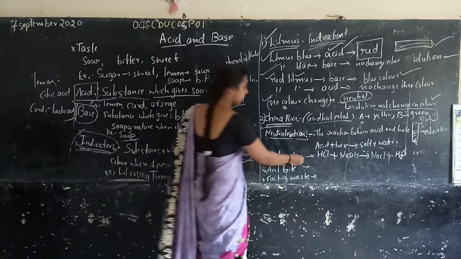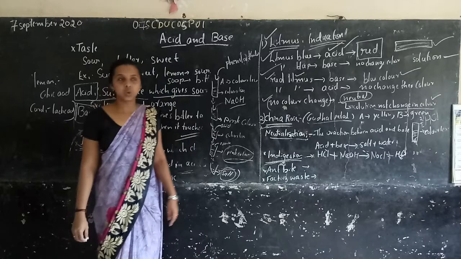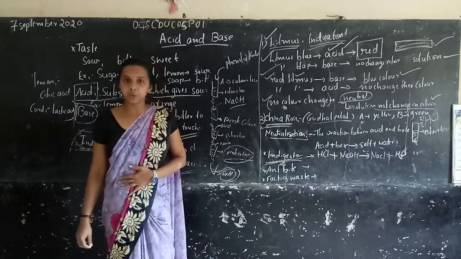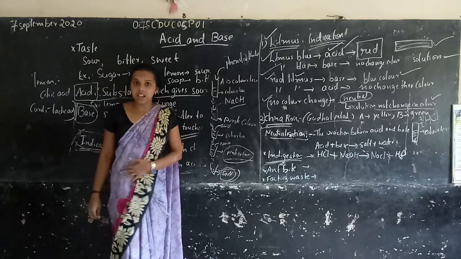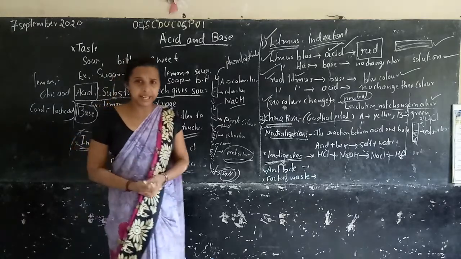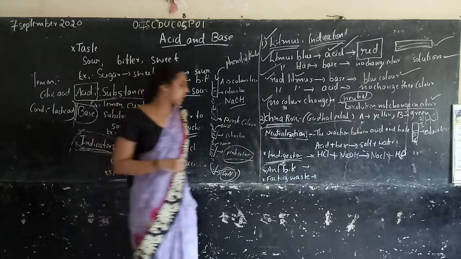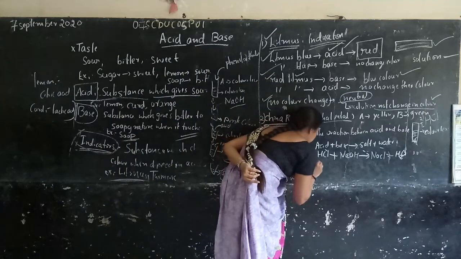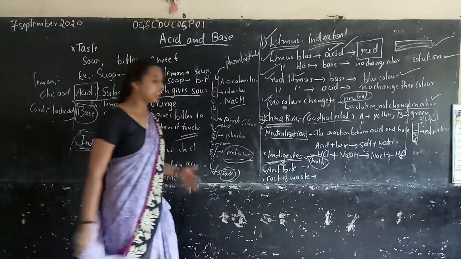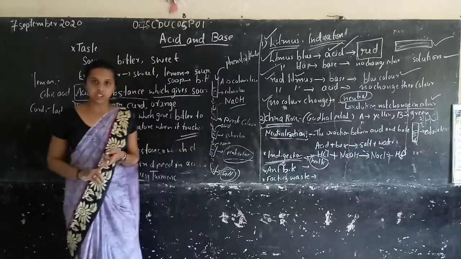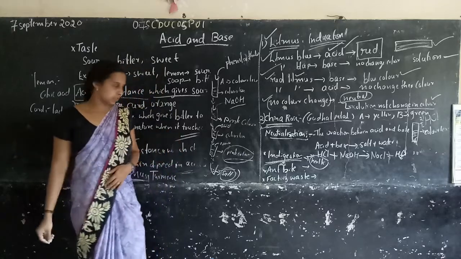Then what happens in indigestion? Our stomach produces hydrochloric acid. Excess acid is there, so we have stomach pain. This means indigestion. At that time we use some milk or basic food, some base. Then a neutralization reaction takes place. The acid is there, we use some base, and neutralization takes place.